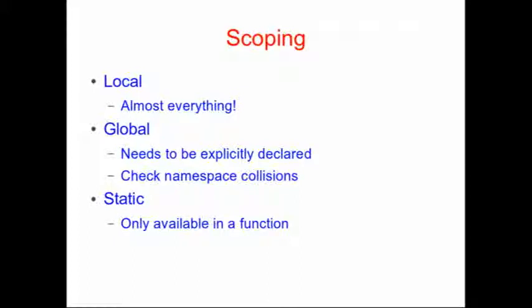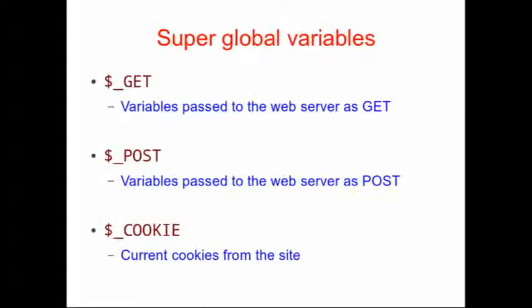You can also scope a variable as being static, but that variable will only be available to that function, but that variable will be available every time that function is called for as long as your code exists.